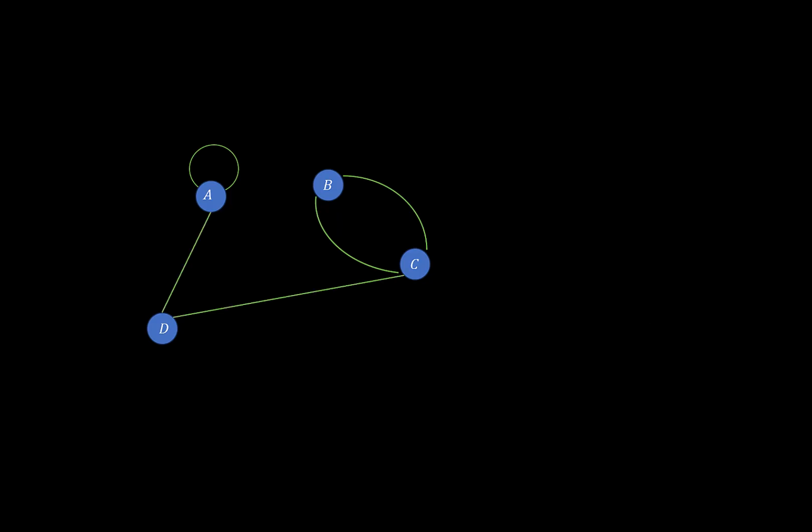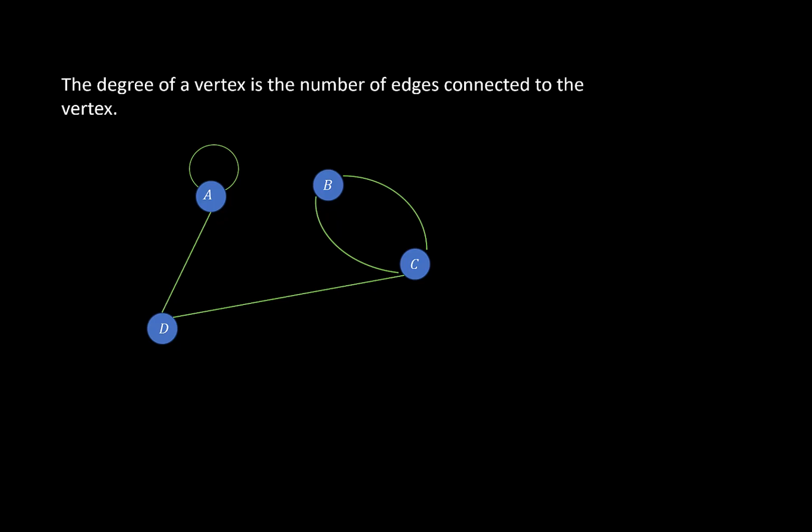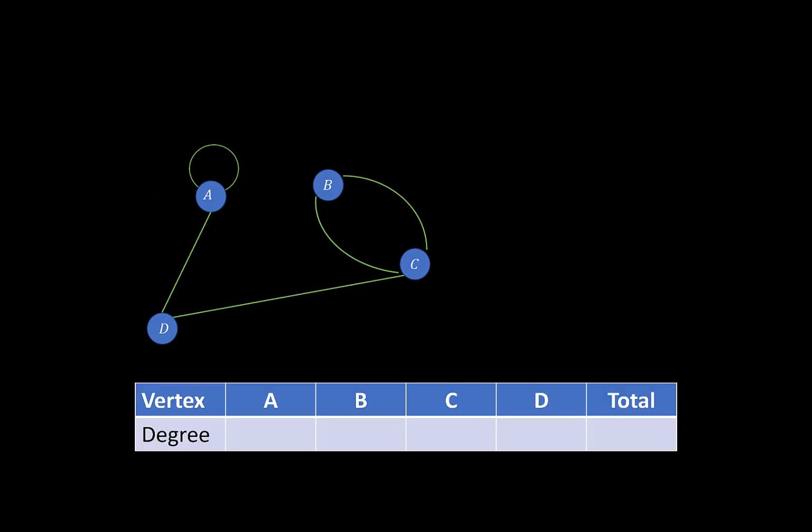Let's look at how we can numerically define a graph. The degree of a vertex is the number of edges connected to the vertex. Loops are always going to count as 2. So let's take this graph and find the degree of each vertex. When I look at vertex A, it has a loop and it has an edge from A to D. That gives us a total degree of 3.